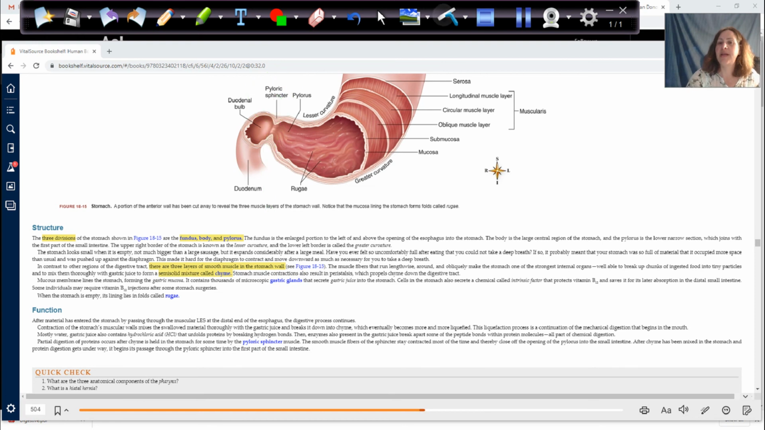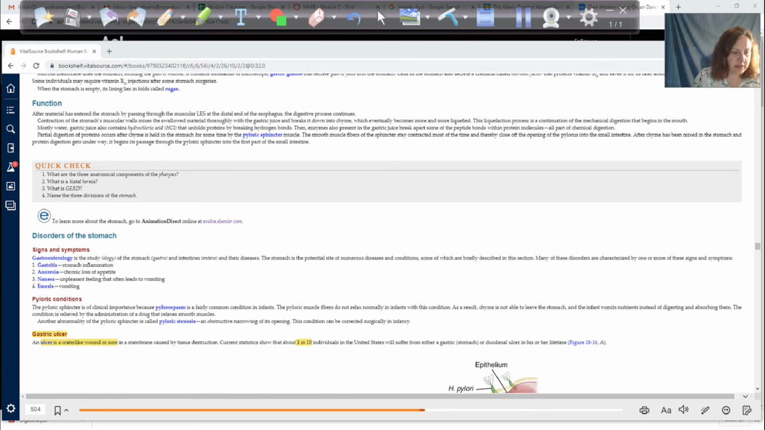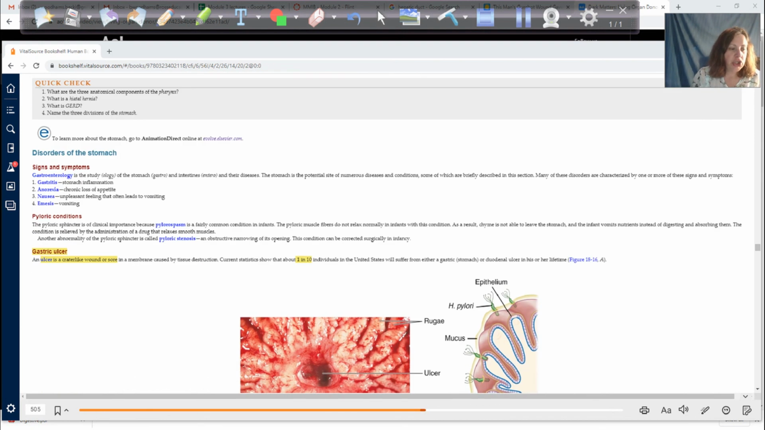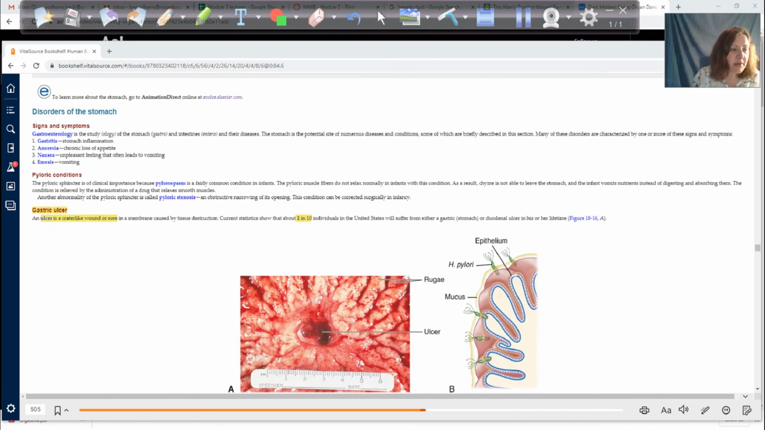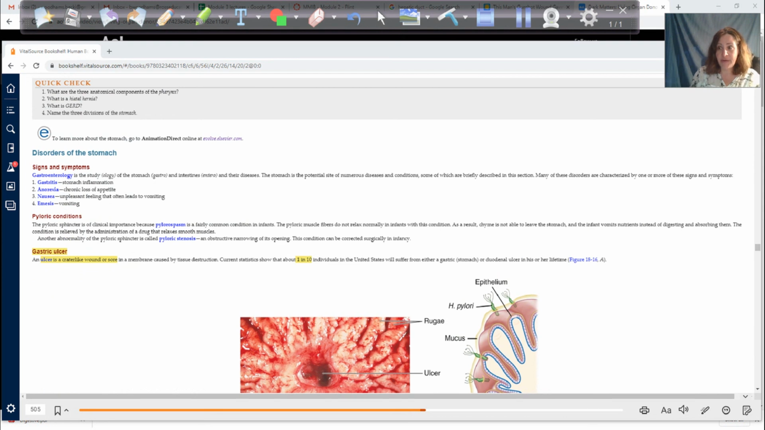Okay, that's it for that screen. We will scroll, and we're going to now get into diseases of the stomach. So some of these we're certainly familiar with. Nausea, which then can turn into vomiting. We've all, I'm sure, experienced that. Nausea is just the unpleasant feeling that often leads to vomiting. Sometimes it just stays at that nausea, and other times you vomit, and you're like, thank you for vomiting because now I feel better.